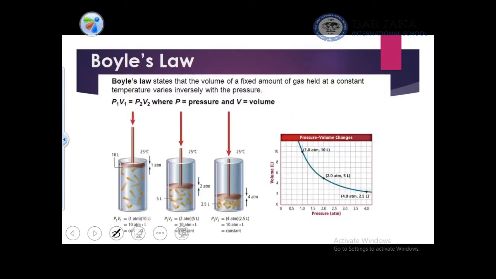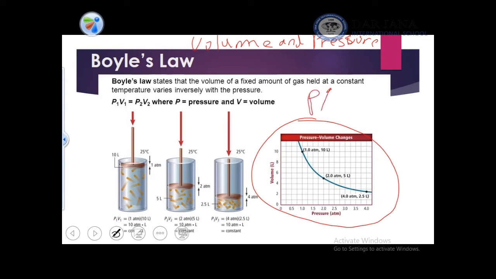Boyle's law studies the relation between the volume and pressure. If you notice the graph, you can see that there is an inversely proportional relationship between pressure and volume, because as the pressure increases, what happens to the volume? It decreases. When volume decreases, the particles are crowded in a small area and consequently collisions increase.